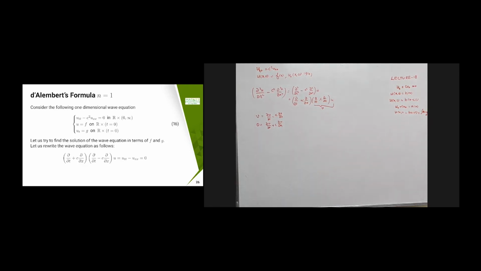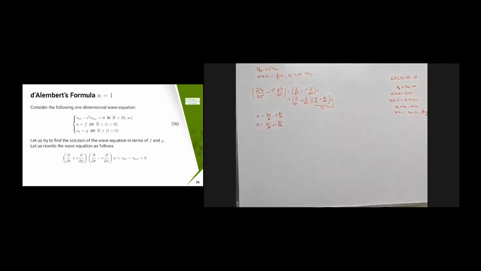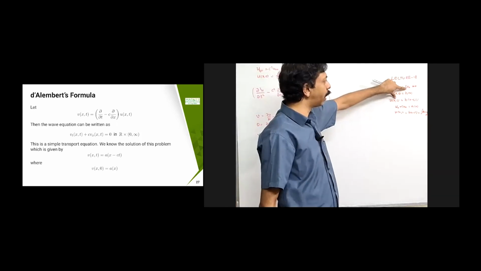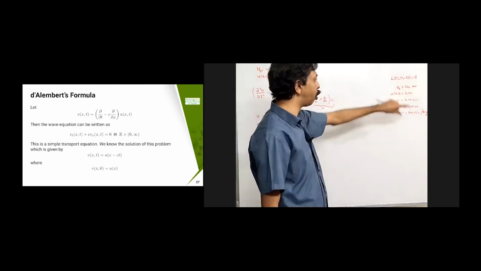So I have u_tt minus c square u_xx. Keep in mind that c square is there. So (dou by dou t plus c dou by dou x) (dou by dou t minus c dou by dou x) of u is equal to 0. Now I am going to use D equal to dou by dou t minus c into dou by dou x. So this problem is nothing but v_t plus c v_x equal to 0. Wherever u was there, I now have v: v_t plus c v_x equal to 0, and u(x, 0) equal to h(x) is there.